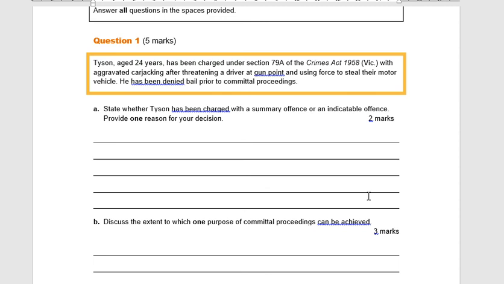Okay, so I'm looking for evidence: committal proceedings. Committal proceedings only happen in indictable offences. So there's some evidence. I know that it's an indictable case. Provide one reason for your decision, because it says committal proceedings.